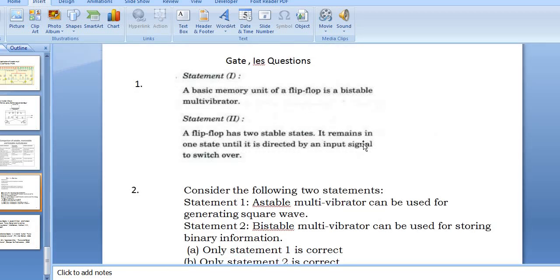And now these are the problems for GATE and IES. If possible, try to solve these problems.